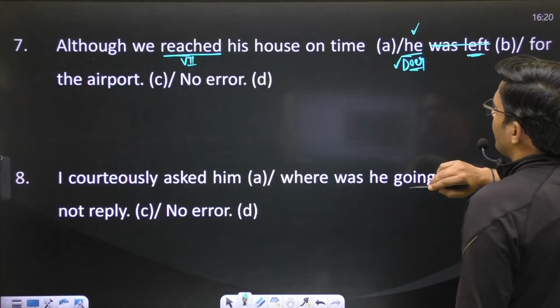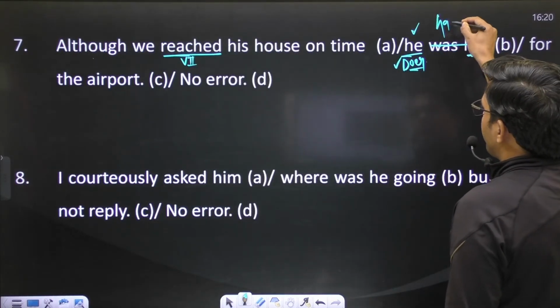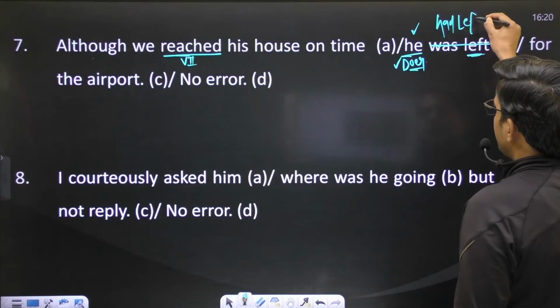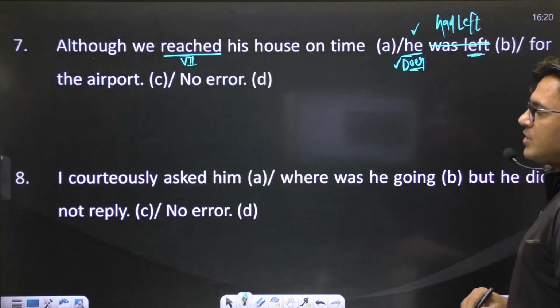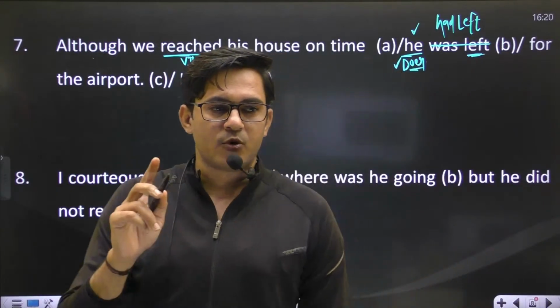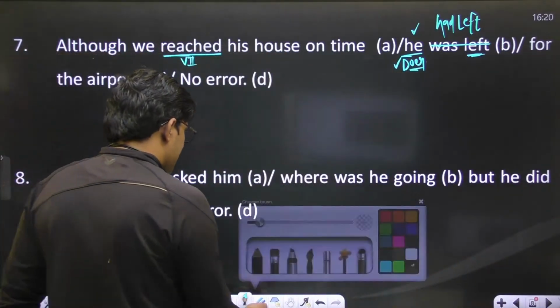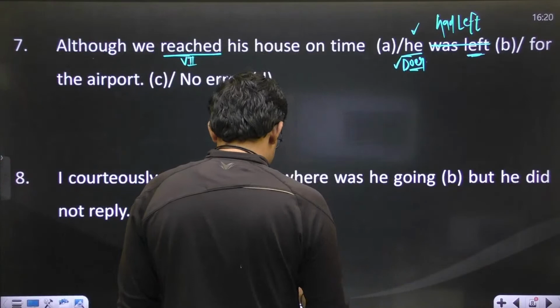And in active voice, we have to use past perfect tense. The sentence will be like, he had left for the airport. He had left for the airport. And you know what the concept is in this sentence? Make sure of it.